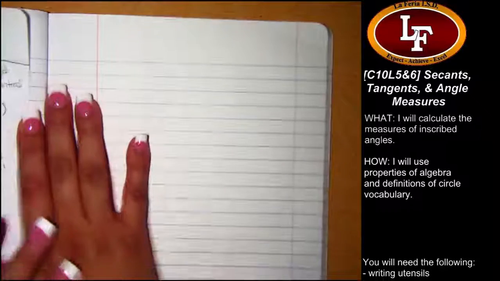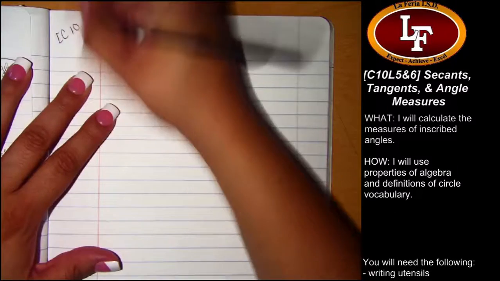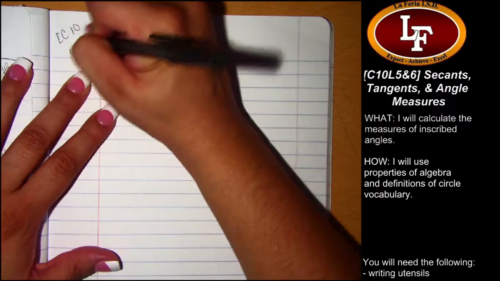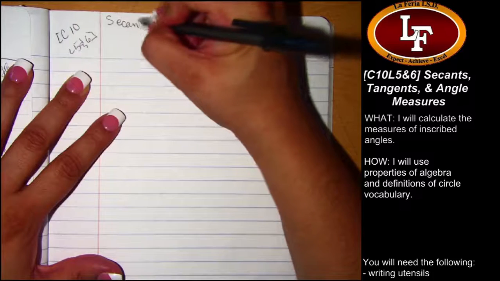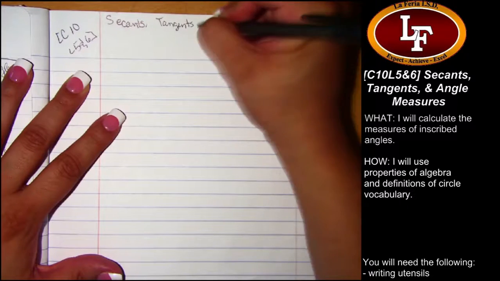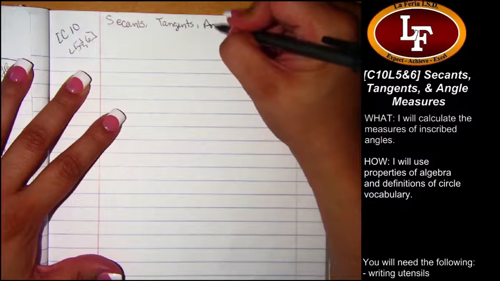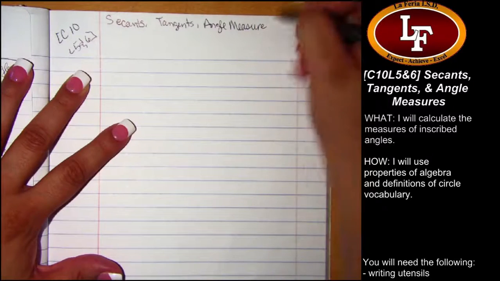We'll go ahead and continue with today's item. So go ahead and make sure that you've gotten the objectives down and the title. I'm going to catch up to you here because I know most of you have already done it. So we're looking at secants, tangents, and angle measures today, and in some cases arc measure as well.